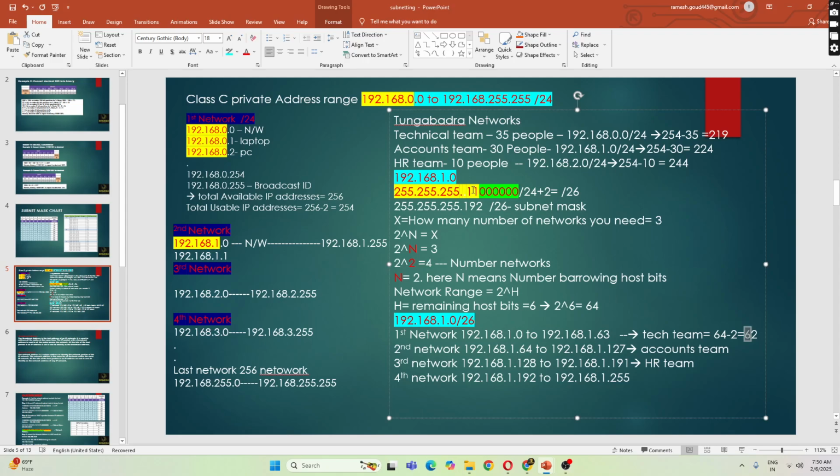If you still want to do subnetting, borrow one more bit here. Then how many networks will you get? 2 to the power of 3 equals 8 networks. So how many remaining host bits? 2 to the power of 5, which means 32 only. So usable IP addresses are 30 only. You need 35, right? It is not feasible. Understood, everyone?